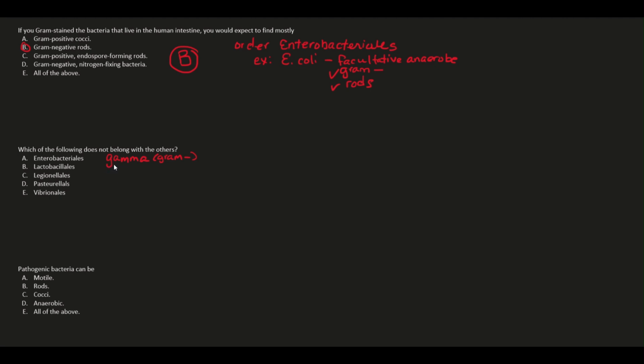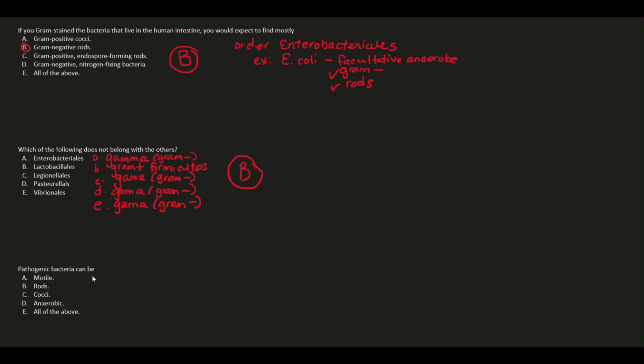B, it is a gram-positive firmicute. C, it's a gamma, and it's gram-negative. D is a gamma, and it's gram-negative. And then E is a gamma, and it's gram-negative. So which of the following does not belong? Well, we see that B does not belong, so that would be our answer, B.